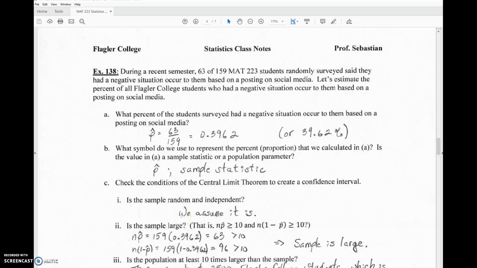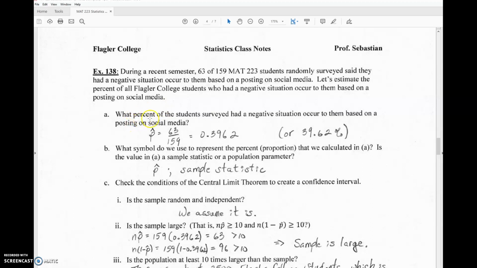Section 7.4 statistics class notes, and we're on page 109. Example 138. During a recent semester, 63 of 159 MAT 223 students randomly surveyed said they had a negative situation occur to them based on a posting on social media. Let's estimate the percent of all Flagler College students who had a negative situation occur to them based on a posting on social media. So we're going to estimate that with a confidence interval, and we're going to work all the way through this one by hand, showing you that you can actually determine these confidence intervals by hand. And in the next example, I'll show you how to do it with StatCrunch.